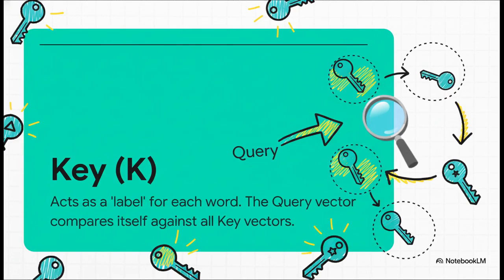You can kind of picture it raising its hand and asking the rest of the sentence, "Hey everyone, given who you all are, what do you think I mean right now?" Next up, we have the key vector. Every word gets one of these, and it acts kind of like a label or a name tag. The query from our active word scans the key of every other word in the sentence, and it's looking for a match. It's looking for relevance.